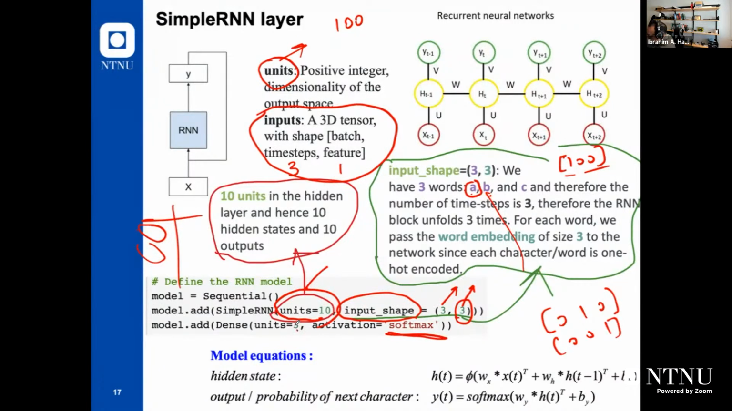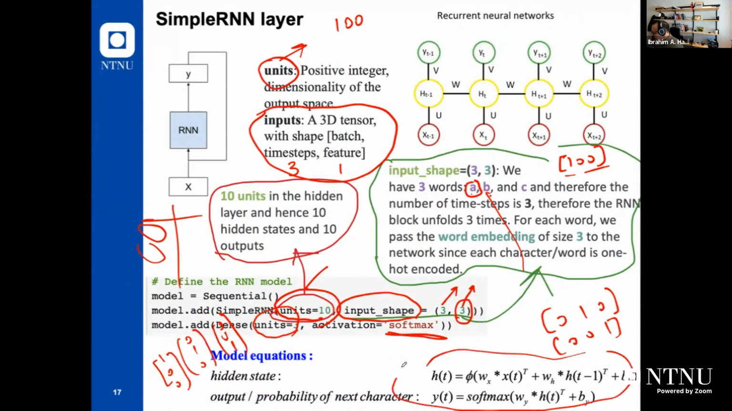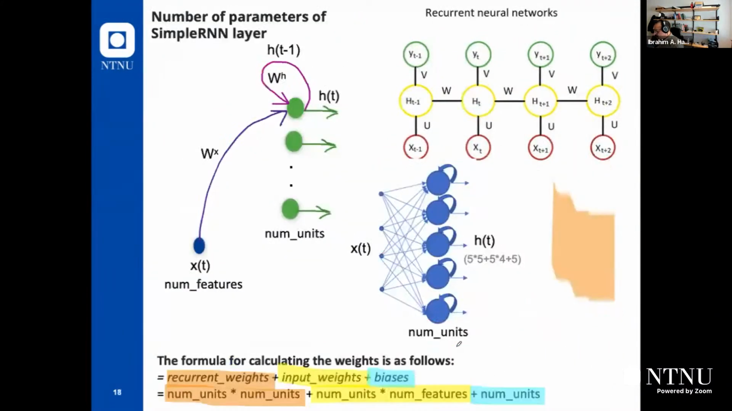So the outputs here will be, for example, 3, because I have 3 inputs, A, B, and C, and I need to see what is the next word. Is it A, B, or C, right? So if it's A, maybe the output will be like 100, correct? Or it could be 010, or it could be, for example, 001. For example, the number of units of the softmax layer equals 3. And these are the equations. We understand those equations now, right?